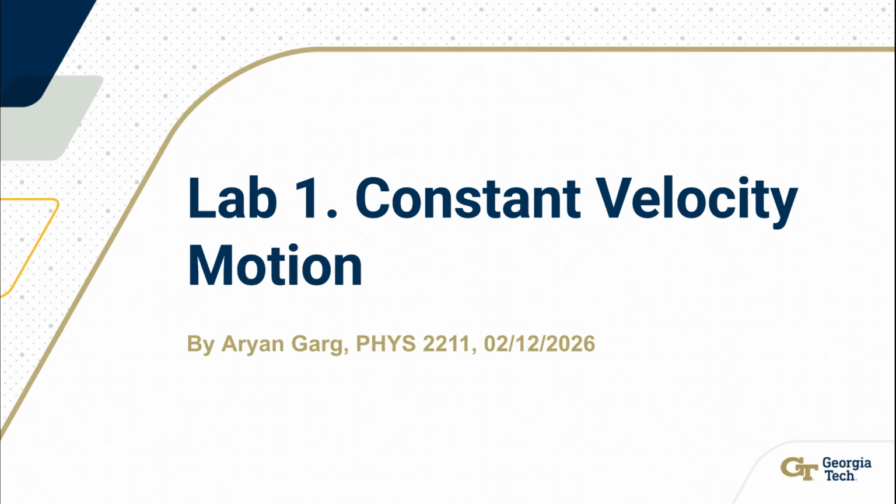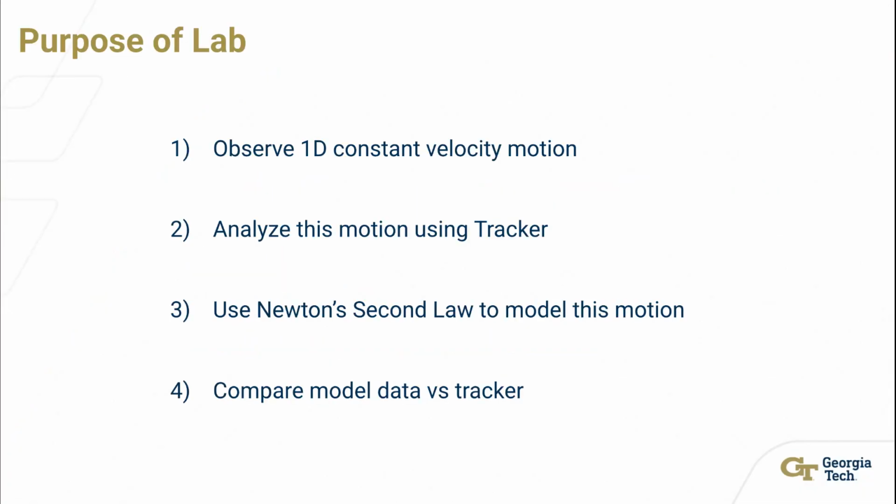Today we'll be talking about Lab 1, which is constant velocity motion. The purpose of this lab is to observe one-dimensional constant velocity motion and then track and analyze this motion using Tracker. We'll be using Newton's second law to model this motion and then compare this data from Tracker versus a computational model written in GlowScript.